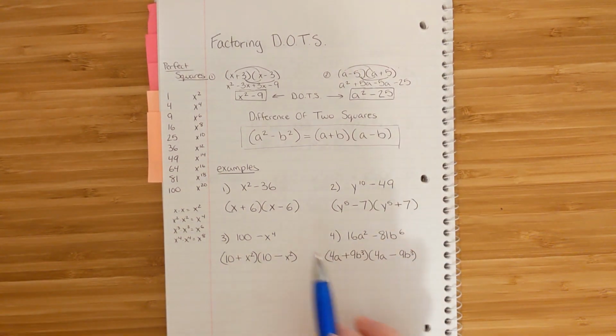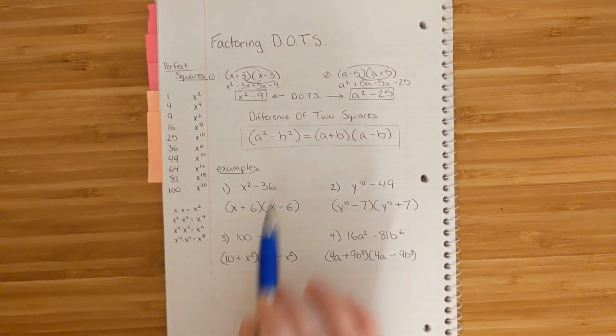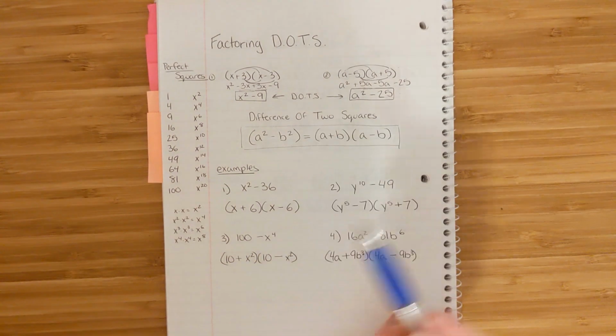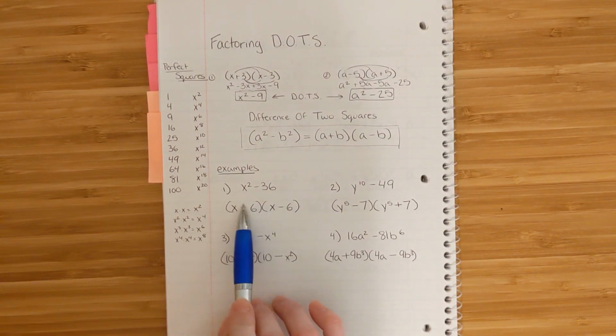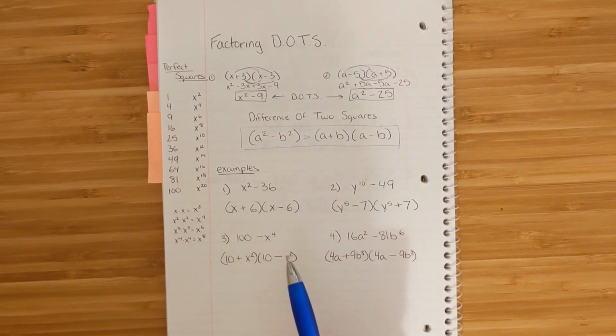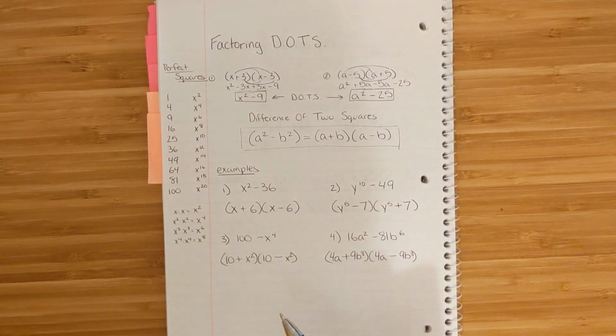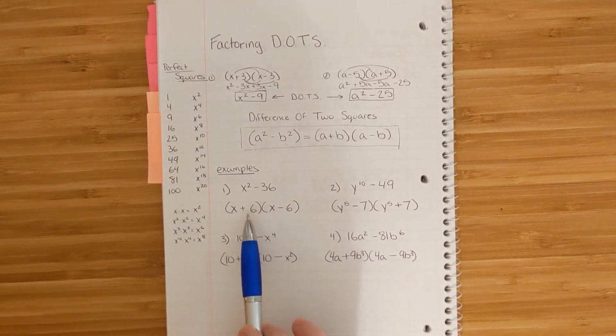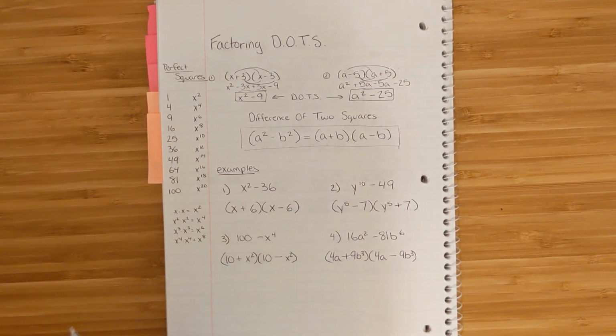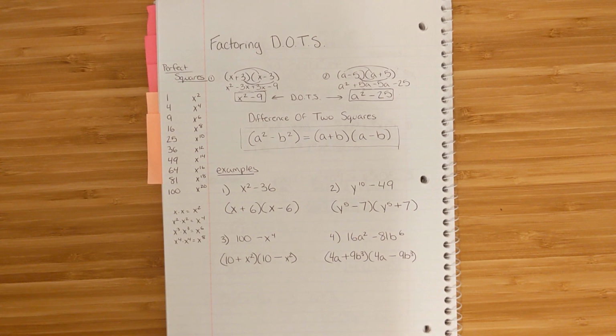Now keep in mind that any of these 4 answers can be checked if you have a spare minute by double distributing just like we did up here. If you multiply these together and you get back to x squared minus 36, you did it right. If you didn't, then go back and double check, make sure you took your perfect squares correctly, your square roots I should say correctly, and make sure that you have one addition and one subtraction in your factor.